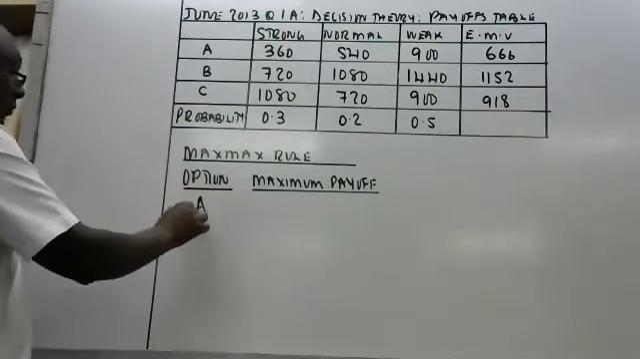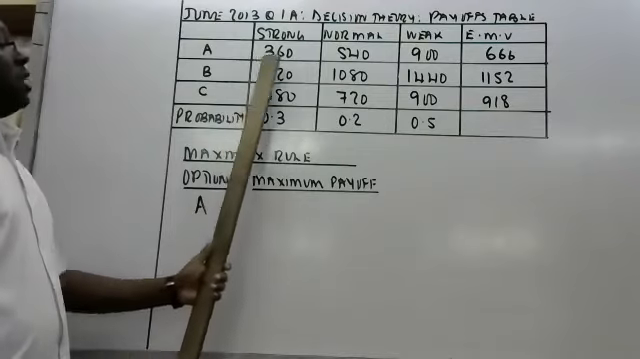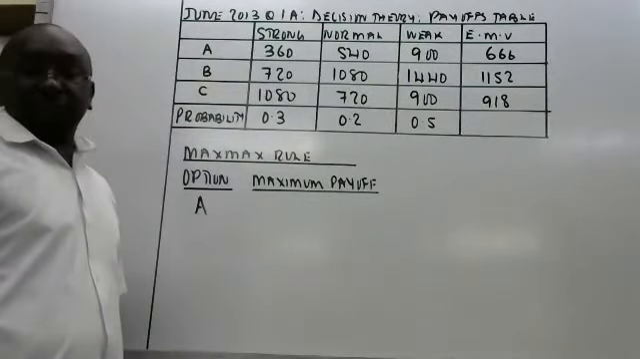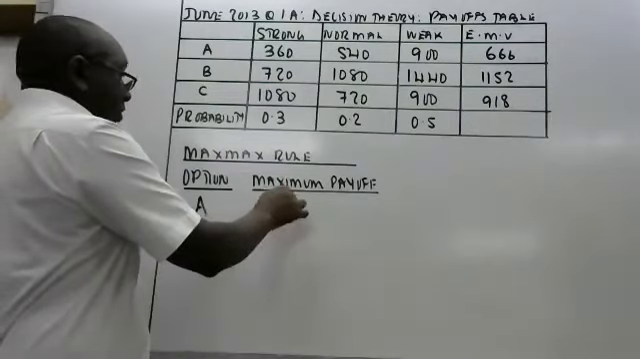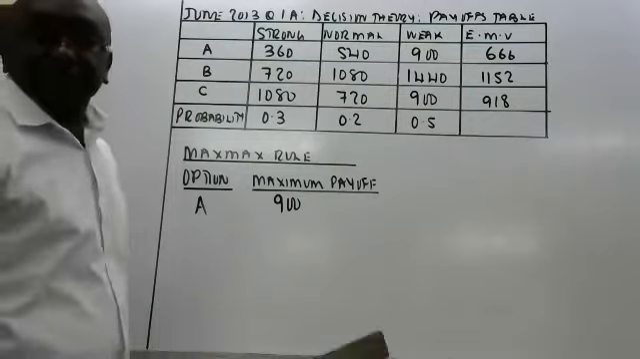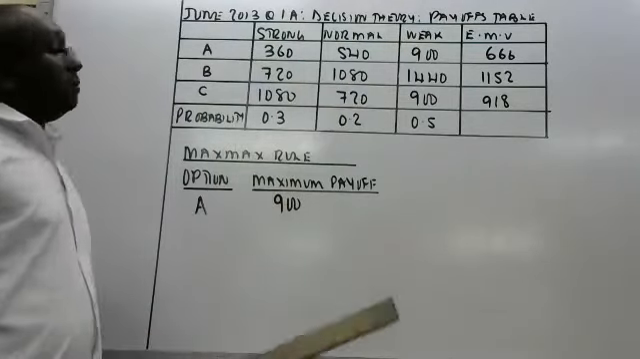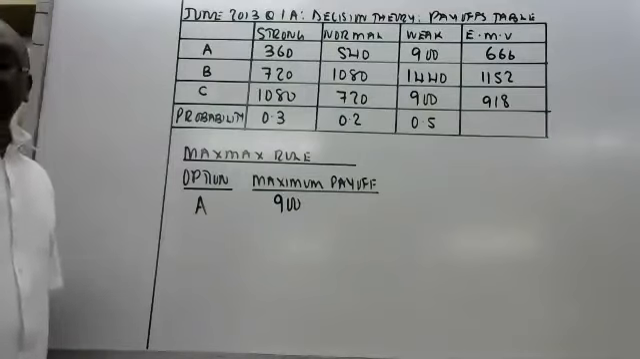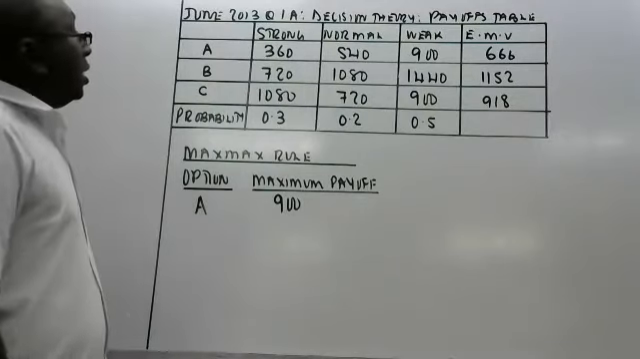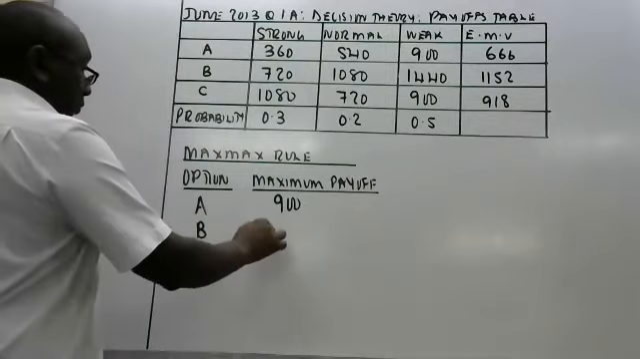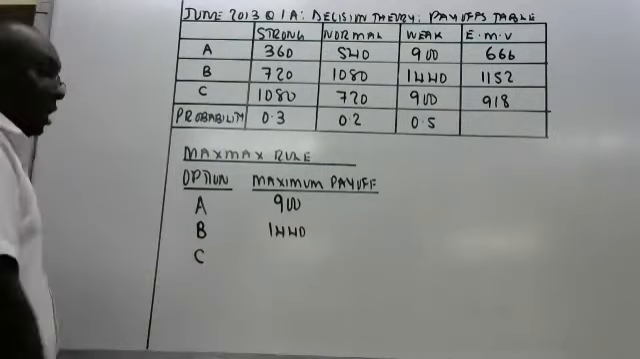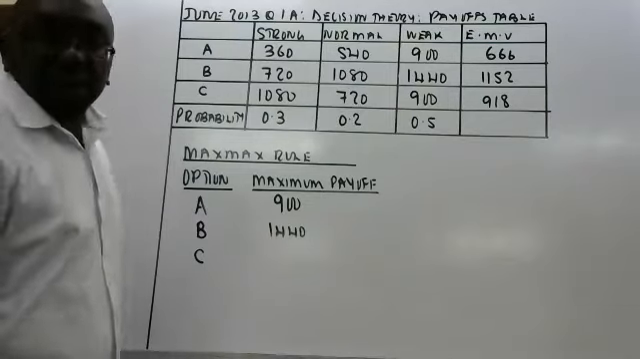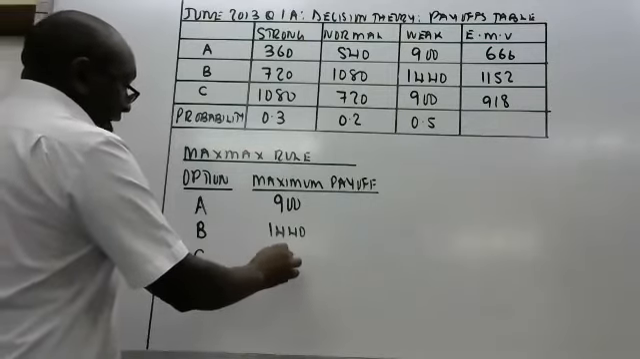We got A. Tell me the maximum payoff in A. Yeah, good, I can see 900. Let us go to B. Tell me the maximum payoff in B. The maximum payoff in B is 1440. We go to C. The maximum payoff in C is 1080.